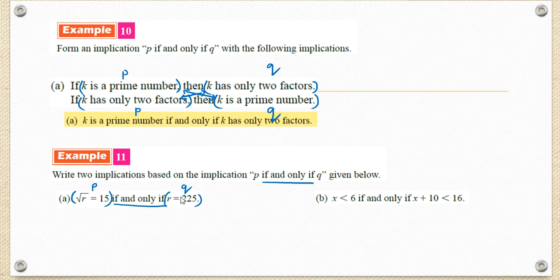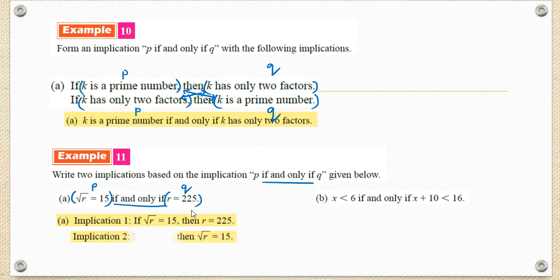Then you form your implication 1. If square root of R is 15, then R equals 225. Implication 2. If R is 225, then square root of R is 15. You must show two implications.